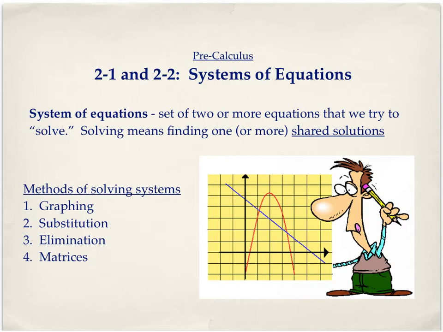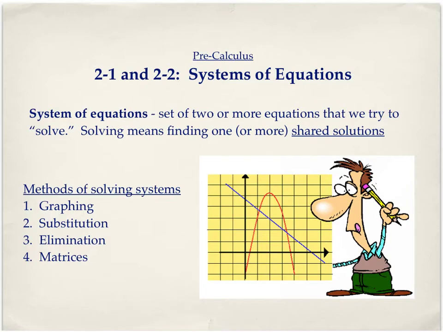Today we're going to look at a couple different lessons, 2.1 and 2.2, systems of equations. Most of this should be pretty much a review for you, but we'll let you take a look at some of these examples. As you can see, this first lesson is on systems of equations, and of course a system means two or more equations. In 2.1 we'll look at just two equations, but we will look at a problem in 2.3 that has three equations. And solving a system means to find shared solutions.